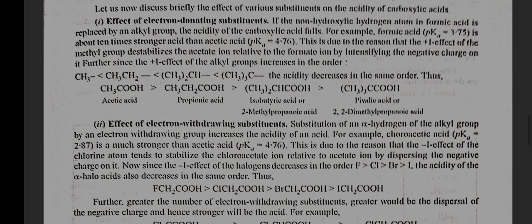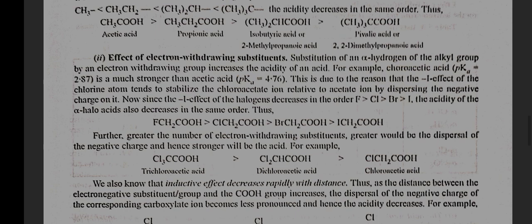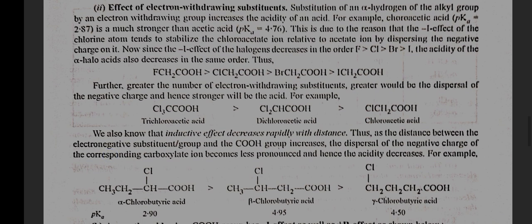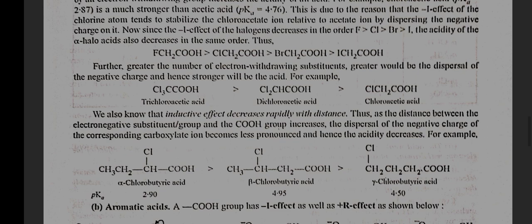Second, effect of electron withdrawing substituents. Substitution of an alpha hydrogen of the alkyl group by an electron withdrawing group increases the acidity of an acid. For example, chloroacetic acid is much stronger than acetic acid. This is due to the -I effect of the chlorine atom, which tends to stabilize the chloroacetate ion relative to the acetate ion by dispersing the negative charge on it. Now, since the -I effect of the halogens decreases in the order fluorine > chlorine > bromine > iodine, the acidity of the alpha halo acids also decreases in the same order. Thus, it is described as.